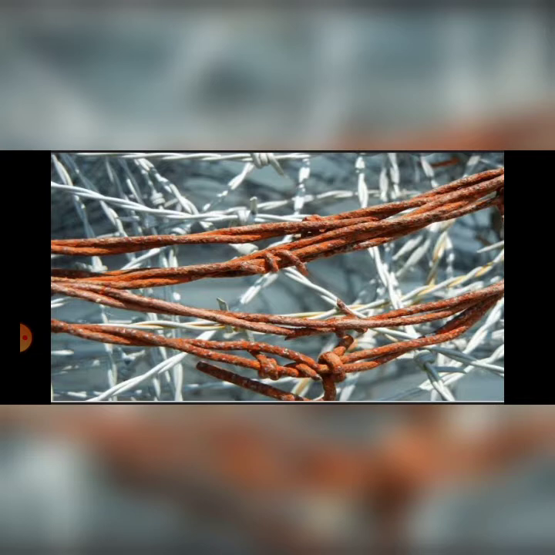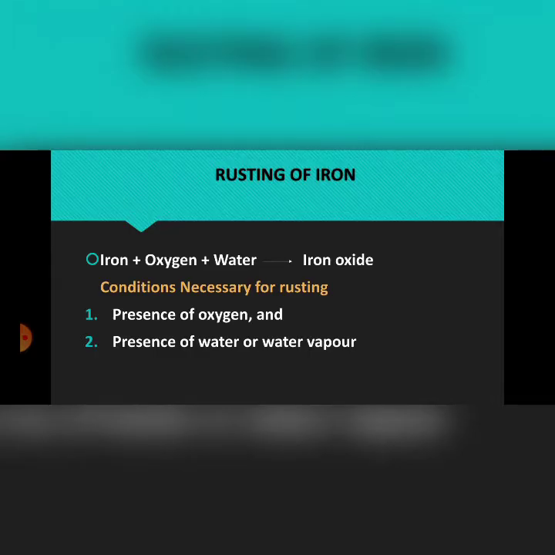Actually, the gray colored wires are not rusted. That means it is fresh iron without rusting. And the brown colored wires are rusted. So this is called rusting. Or what is rusting of iron?